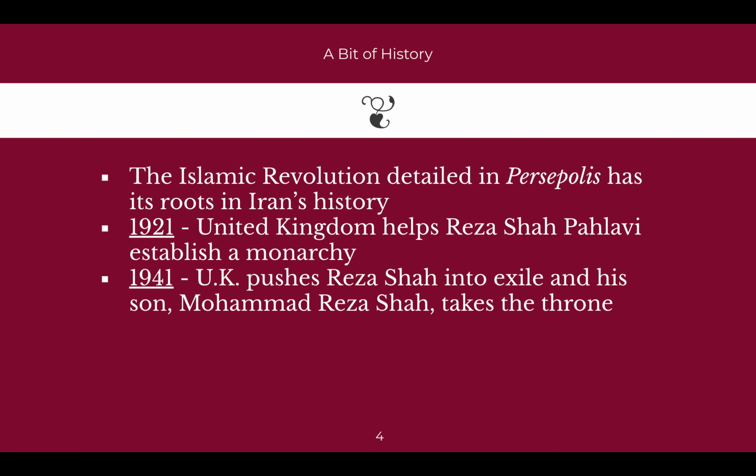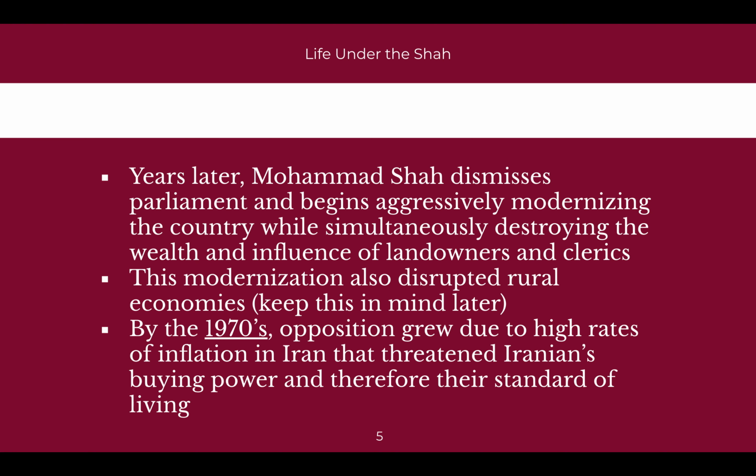So the Islamic Revolution has its roots in Iran's history. Essentially, you can't understand 1978 to 1979, when the Islamic Revolution takes place, without having an understanding of the political history of the country, beginning, at least for us, in 1921. In 1921, the United Kingdom helps Reza Shah Pahlavi establish a monarchy in Iran. And 20 years later, in 1941, the UK decides to push Reza Shah into exile, and his son, Mohammad Reza Shah, takes the throne.